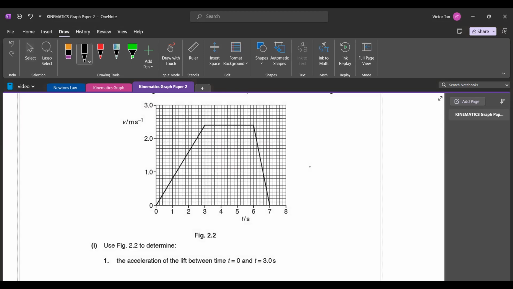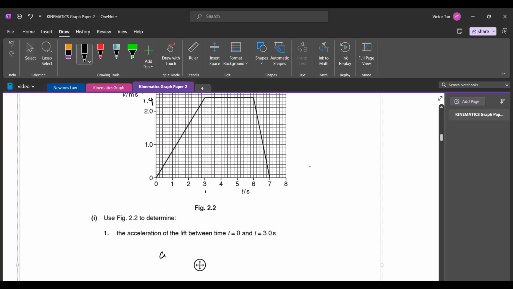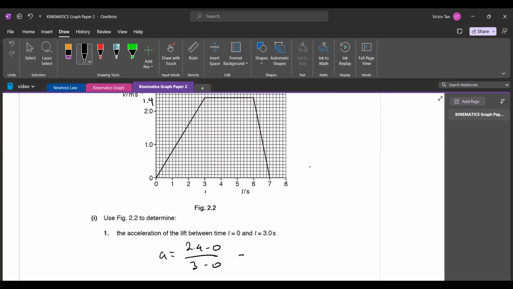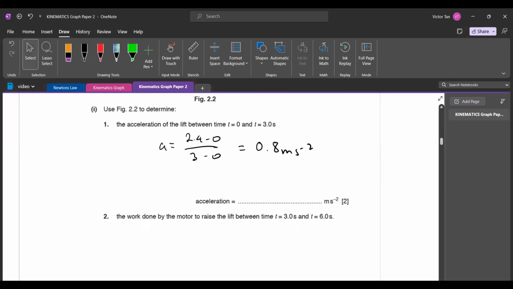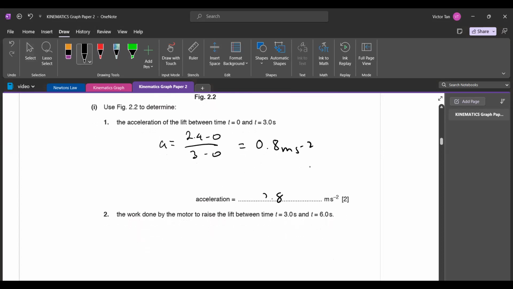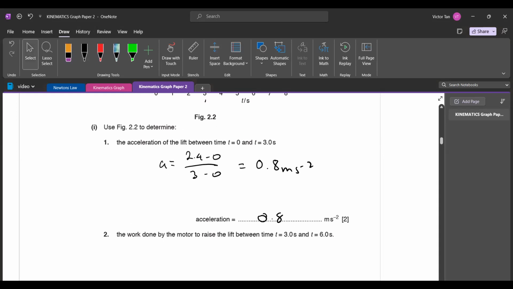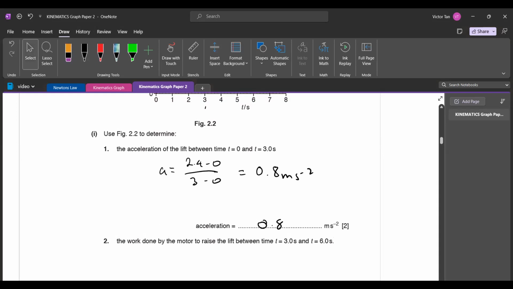So this is 2.4 and over here is 3 seconds. So the acceleration is the gradient, 2.4 minus 0 over 3 minus 0. You get 0.8 meters per second squared. 0.8.